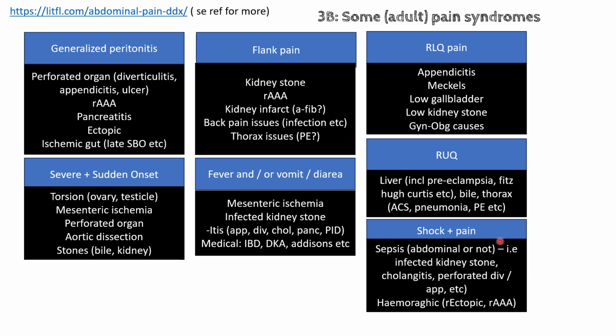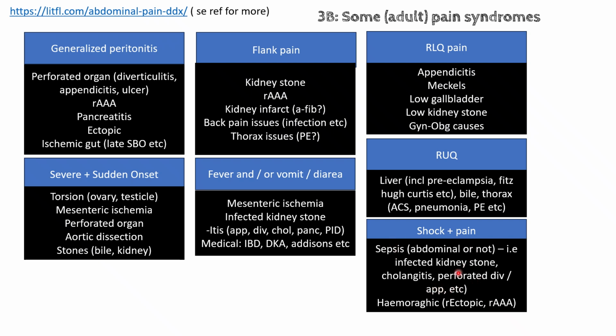And then the patient with shock, like low blood pressure and abdominal pain: is it sepsis from an abdominal source or not? Sometimes they have abdominal pain just because of the sepsis, but without any abdominal cause. Not uncommonly, they maybe have a huge bladder, and that's why they have abdominal pain. Ultrasound is usually useful here. Infected kidney stones, cholangitis, like ascending cholangitis, perforated diverticulitis or appendicitis, and so on and so forth.